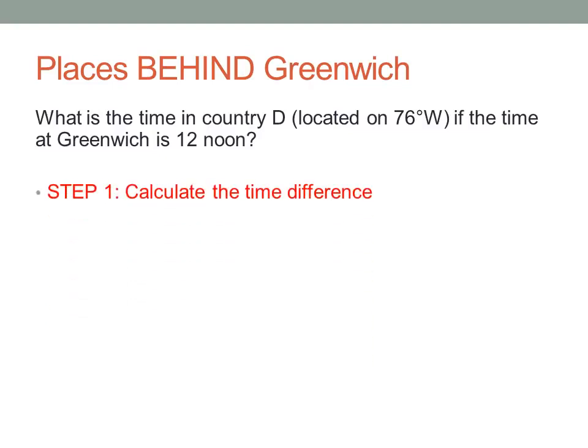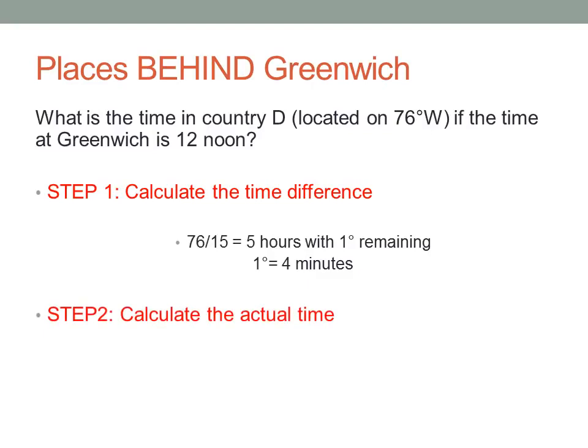Step 1, we're going to calculate the time difference. To do that, we will divide 76 by 15, which will give us 5 hours with 1 degree remaining. As already established, 1 degree equals 4 minutes. Therefore, the time difference is 5 hours and 4 minutes.